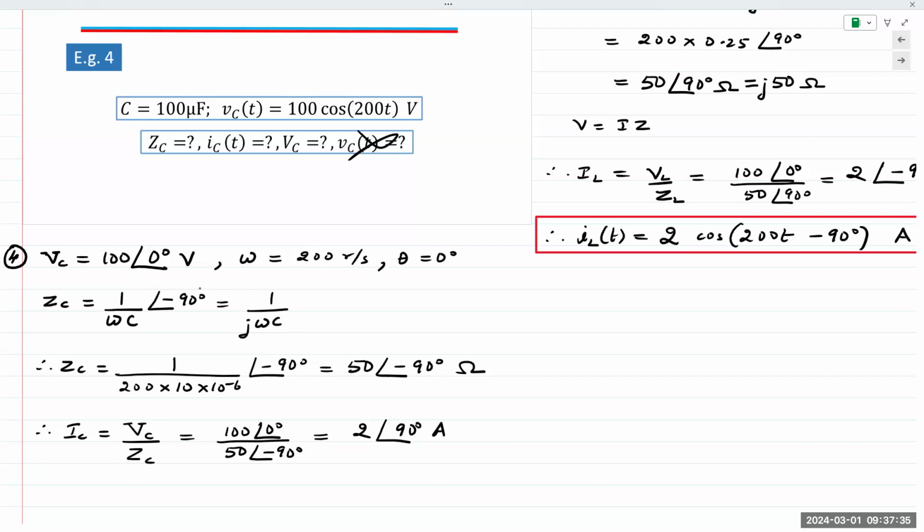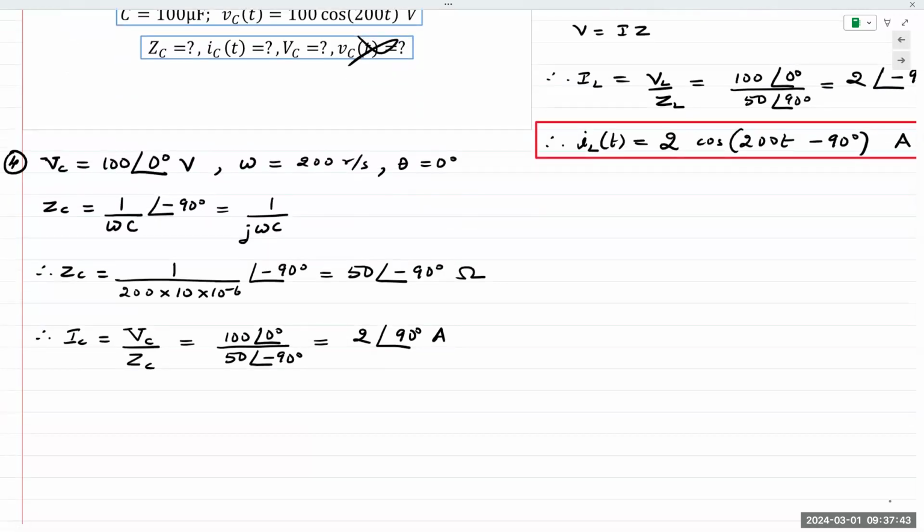Final answer is asked as I of t, so we do an inverse phasor transform. So IC of t is 2 cos of 200t plus 90 degrees amps.